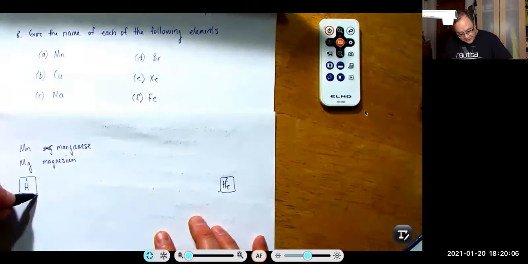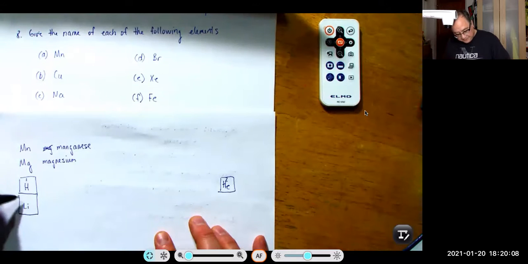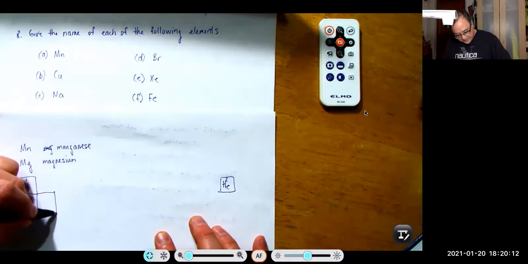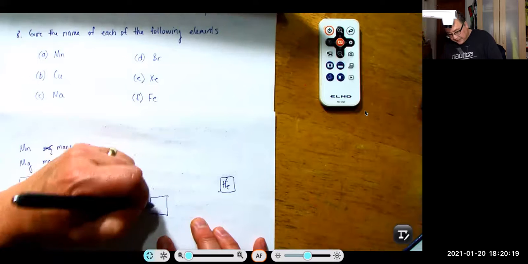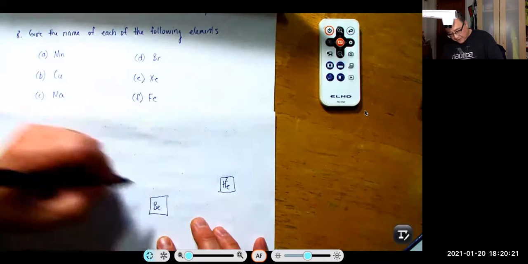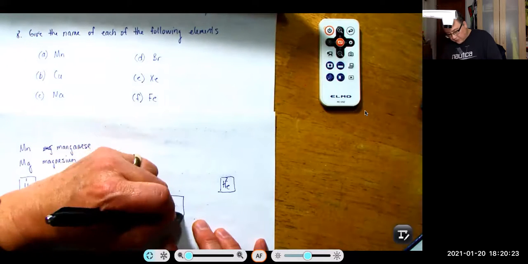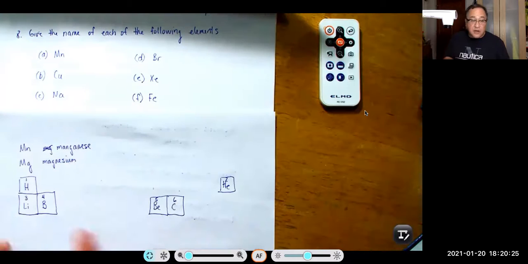Below hydrogen, there's an Li with the number 3 above it. And next to lithium, there's a boron with the number 4 above it. And then over here, there's a Be with the number 5 on top, and then carbon with the number 6, and so forth and so on.